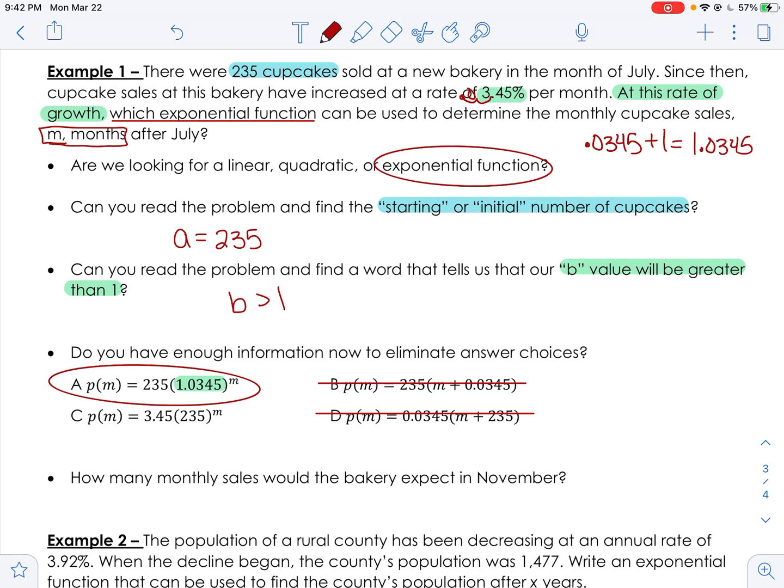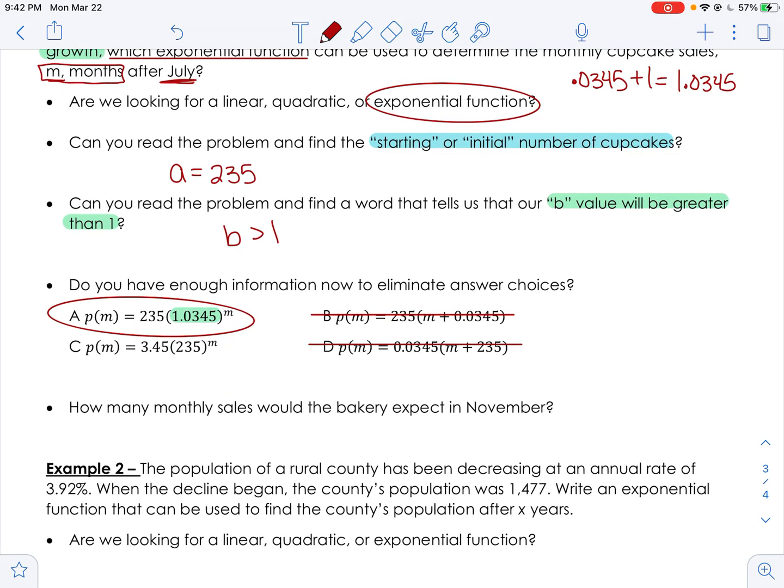Now, the next question says, how many monthly sales would the bakery expect in November? Remember, m is the number of months after July. After July, we have August, September, October, and November. So November is 4 months after. So we're going to take the equation from answer choice A, and for m, we're going to plug in 4, and then we're going to type it into our handy dandy calculator.